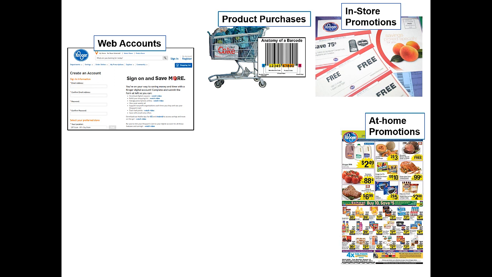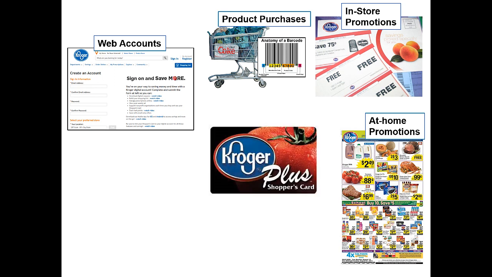At-home promotions are also common for grocery stores. So inserts within newspapers or bulk mail being sent to addressable households. But all this information individually only provides a limited picture of what a particular individual is actually doing.